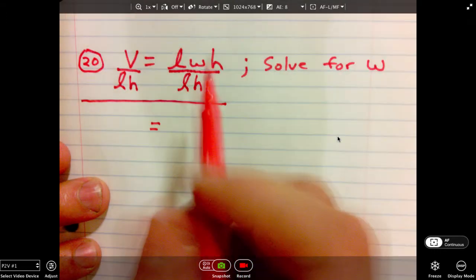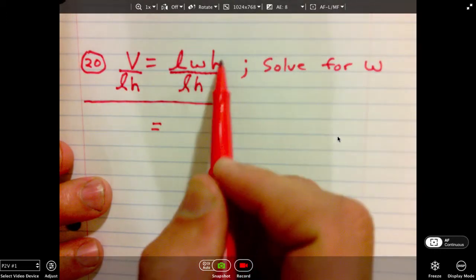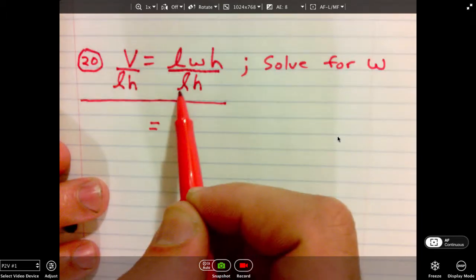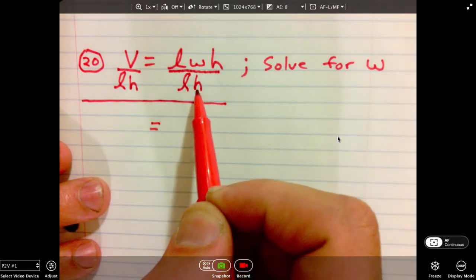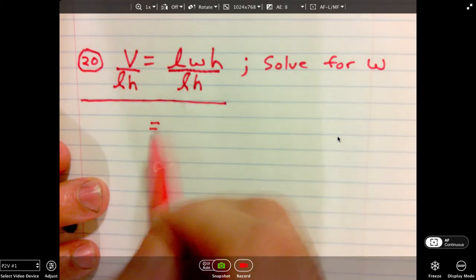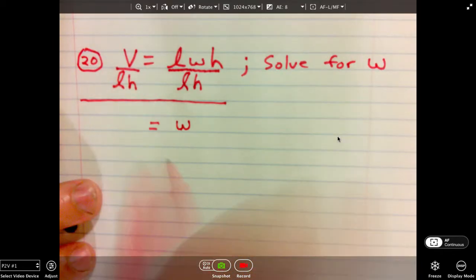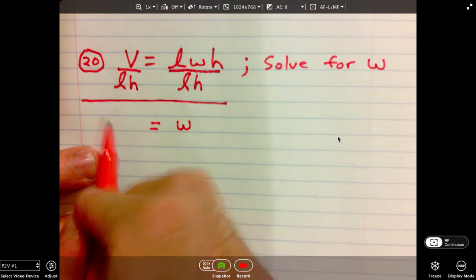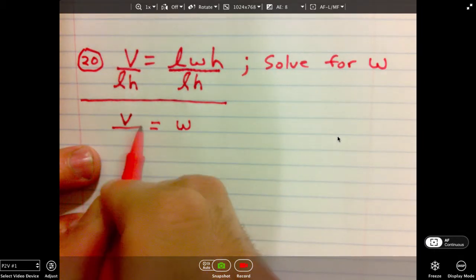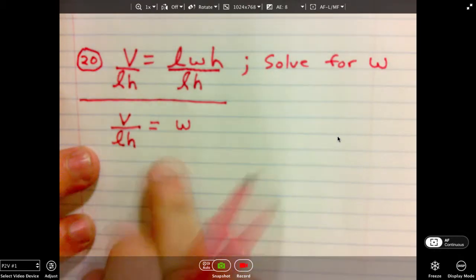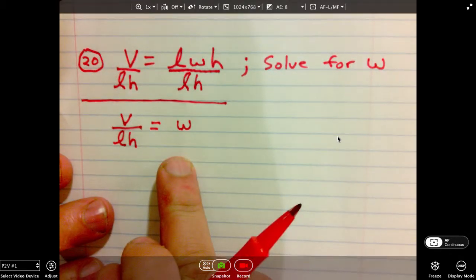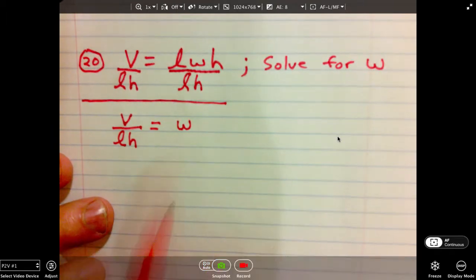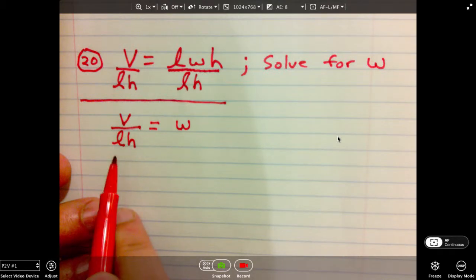On the right side, L cancels with L and H cancels with H. By cancel, I really mean divide and leave 1. L divides L to leave 1. H divides H to leave 1. 1 times W is W on the right side. V divided by L times H, we cannot simplify any more than that, so we leave it as V over L times H. So W is equal to V divided by L times H. That is, the width can be found by taking the volume and dividing by the product of the length and the height.